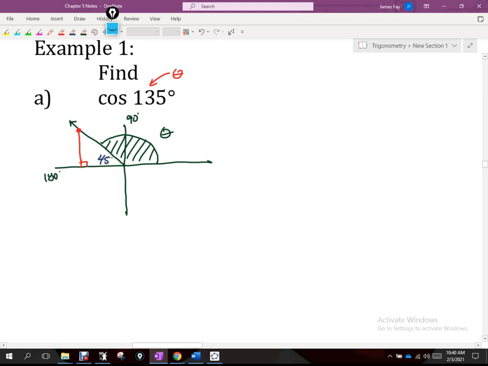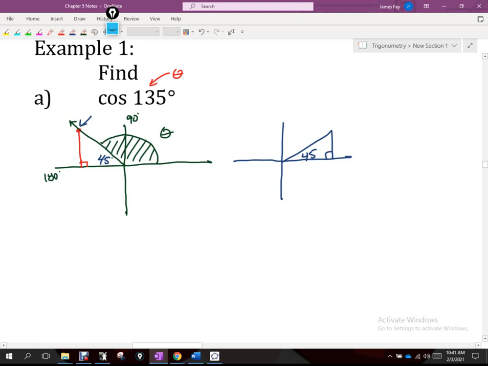45 degrees. Okay, that's the angle that I'm going to deal with. Okay, so 45 degrees in the first quadrant. Now again, I don't have any ordered pairs. I don't know what that x comma y is. But if that's a 45-degree angle and this is a right triangle, I don't care what that point is.